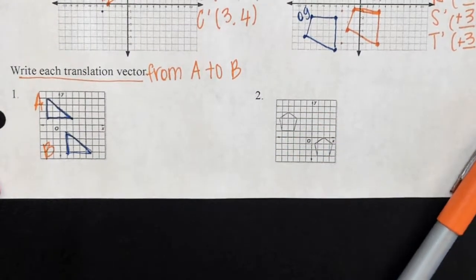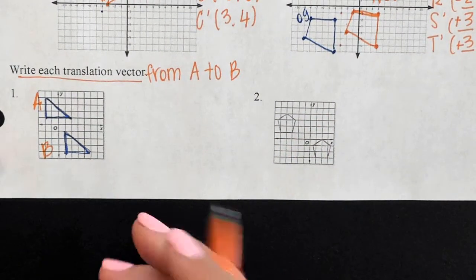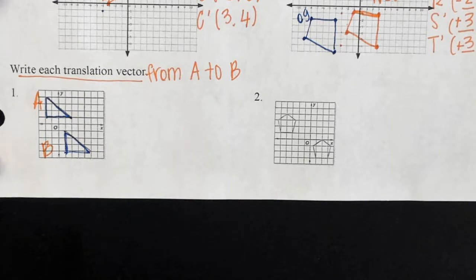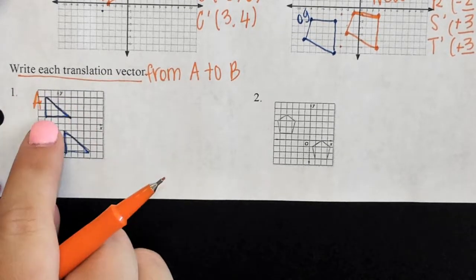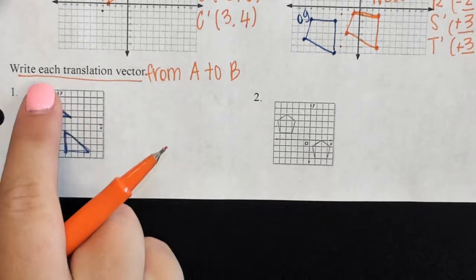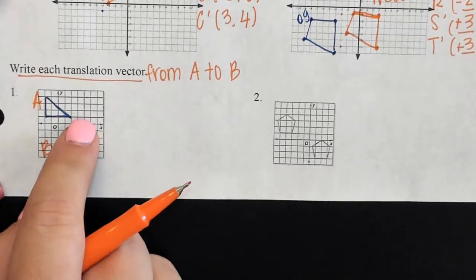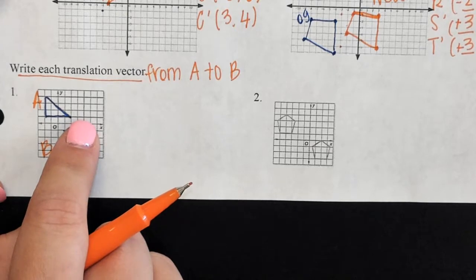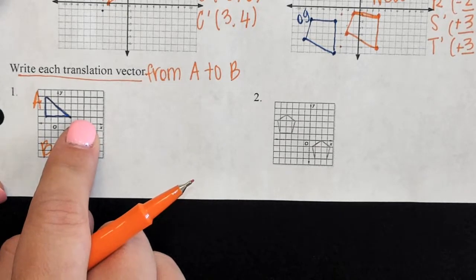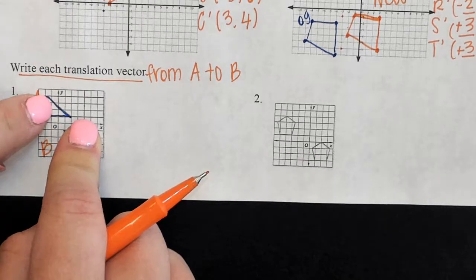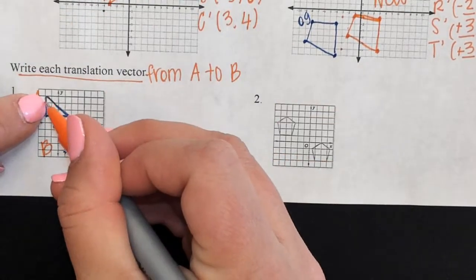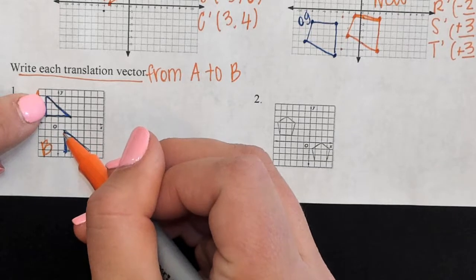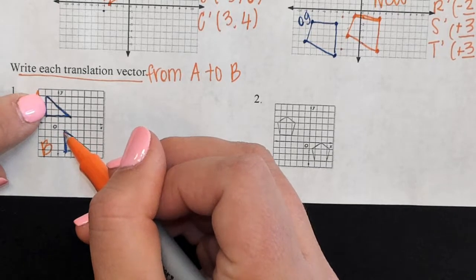So to write a translation vector, all you have to do is go from the same point to the same point. How many points could you go from? 3. There's 3 different points on this triangle, right? It does not matter which one you start with. You just have to go to that same spot. So I can't go from top to bottom. If I'm going to start right here at the top, I have to go to the top. Does that make sense?